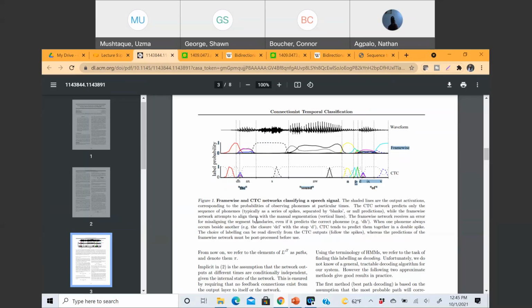There is a paper that actually talks in detail about it. If you're interested in speech recognition, this is the paper to read. But the fundamental idea here is that you can use RNNs for doing speech recognition.